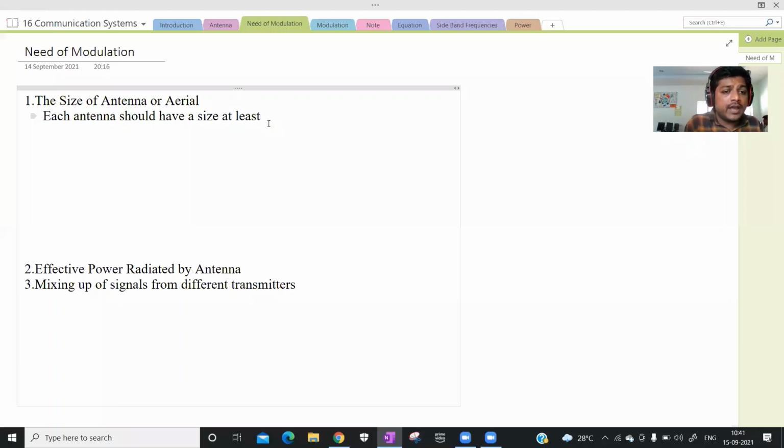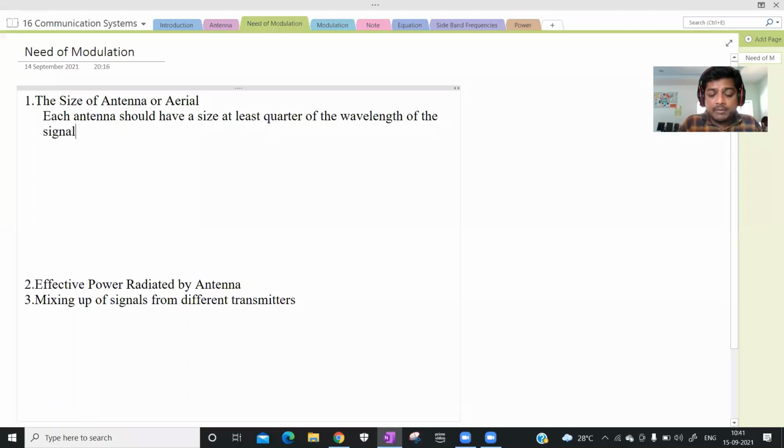Each antenna should have a size of at least a quarter of the wavelength of the signal. This is the minimum condition. If you want to send any signal into the space, into the medium, the size of the antenna should be at least 1/4 of its wavelength.